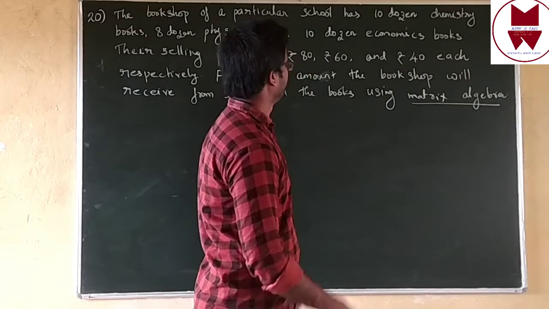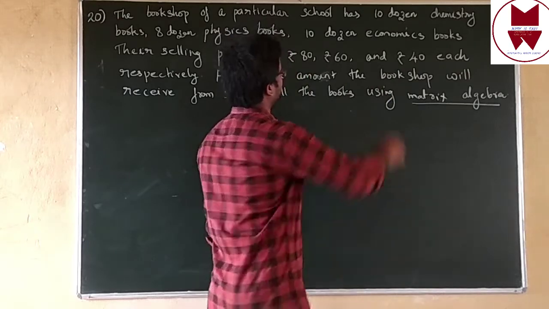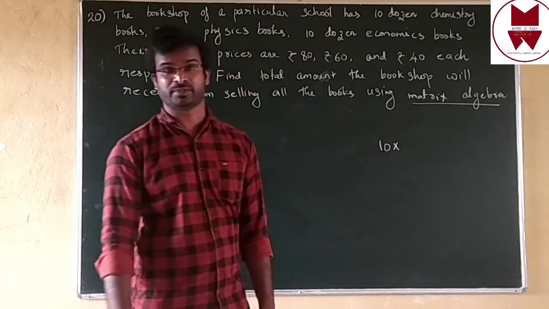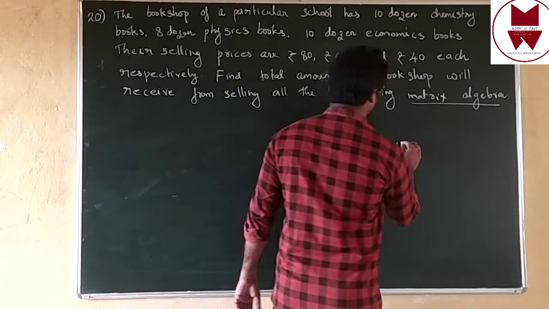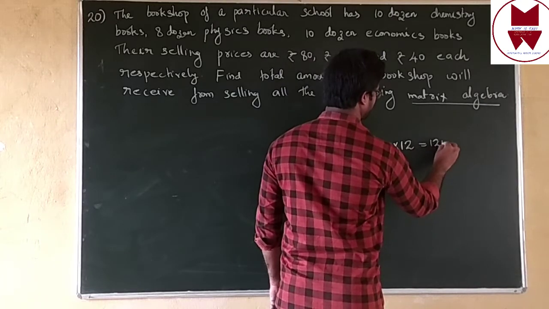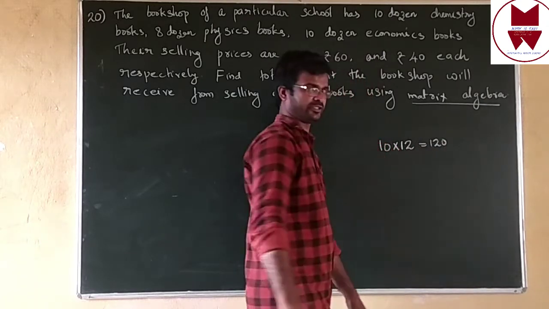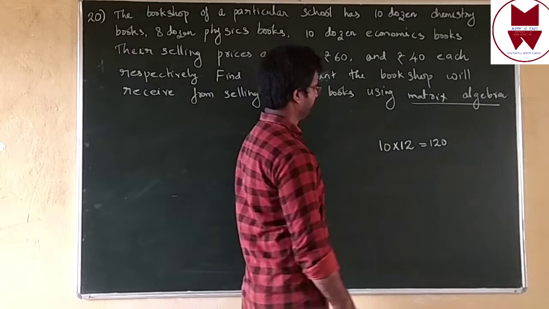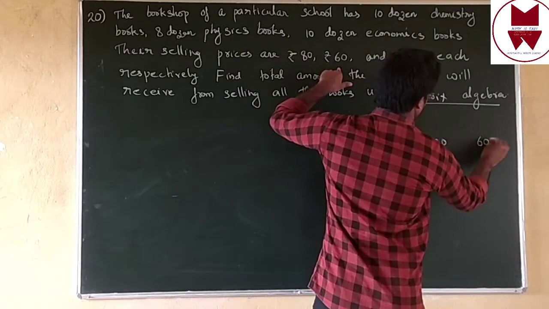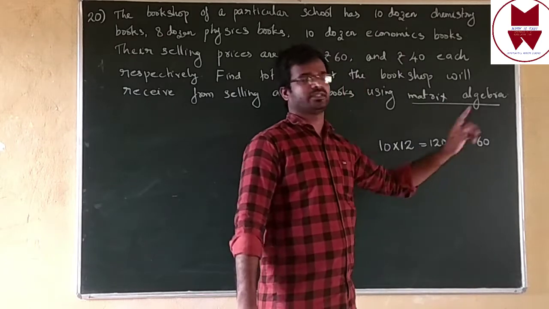Then here, 10 dozen. One dozen means how much? 12 pieces, isn't it? Then we can write the total: 120 books, chemistry books, 120 chemistry books. And then the price, 60 rupees, is the price for chemistry books.